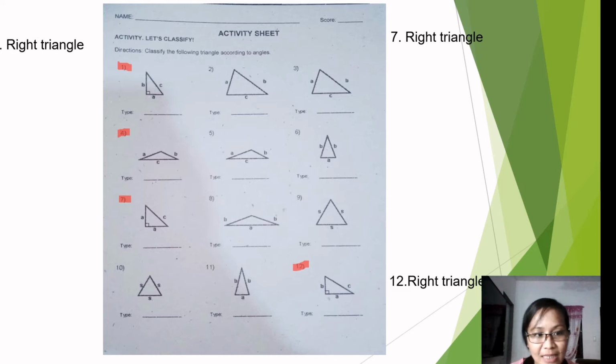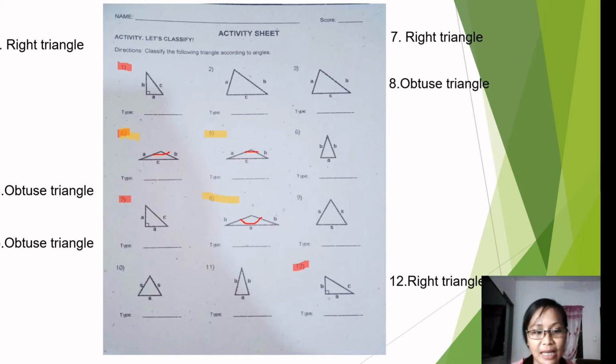Number 4, as you can see, this angle is too wide. That means it is more than 90 degrees. Therefore, number 4 is an obtuse triangle. Another obtuse triangle is number 5. Why? Because this angle is too wide, meaning it is more than 90 degrees. Therefore, number 5 is an obtuse triangle. Number 8 is also an obtuse triangle since this angle is more than 90 degrees.